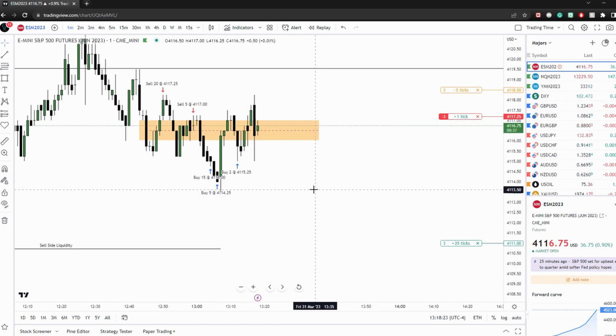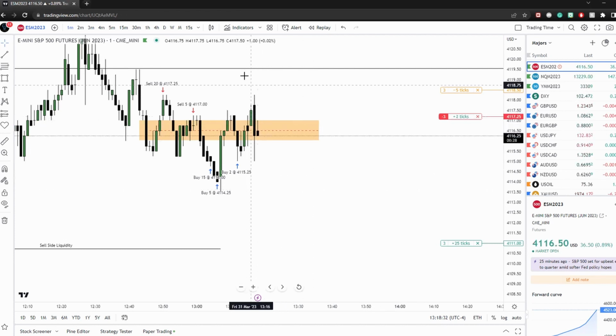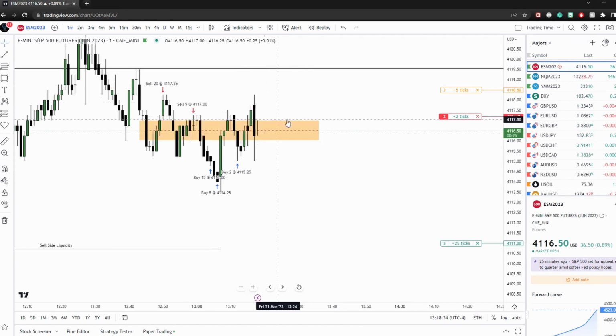So very, very, very crazy. Price trades back up here. All right. Looking, like I said, to continue lower.